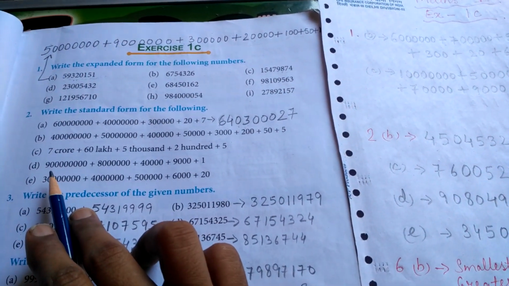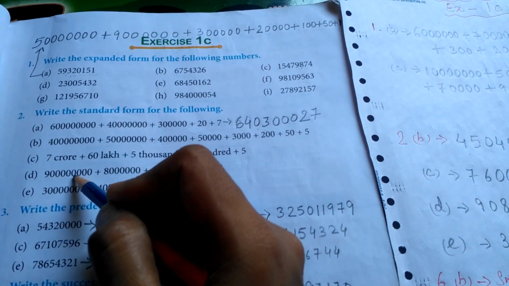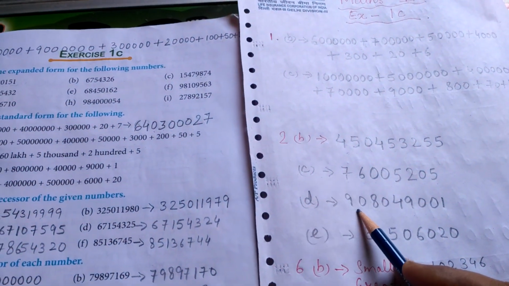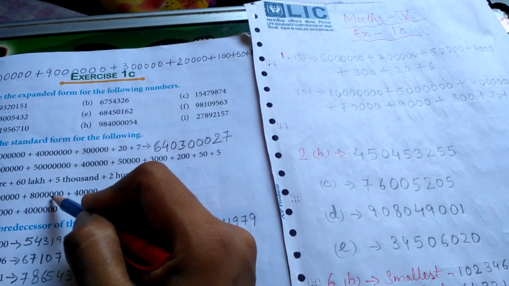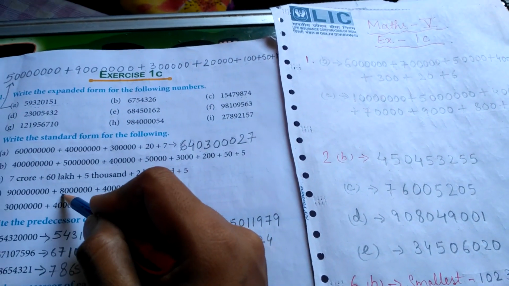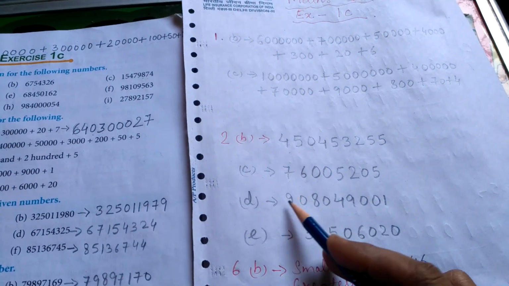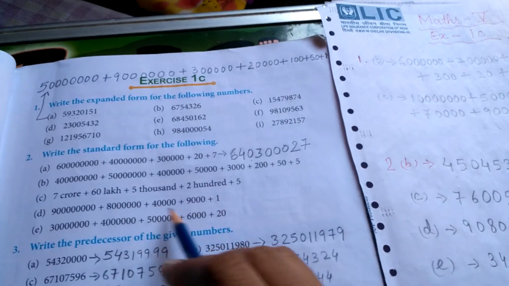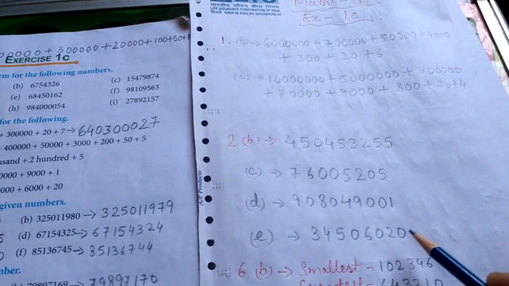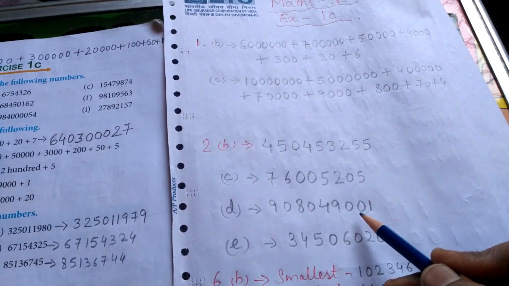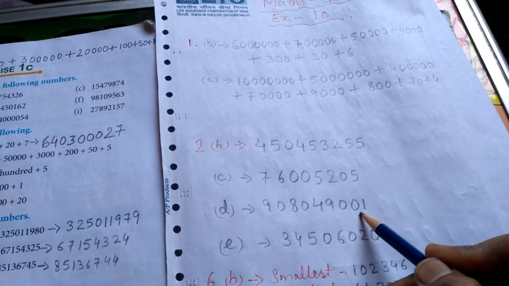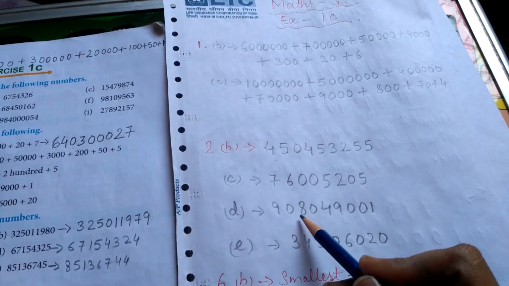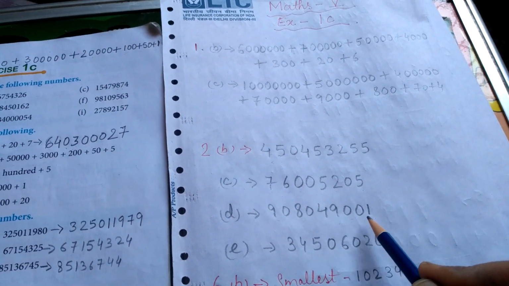Then question number D. Again it is ones, tens, 100, 1,000, 10,000, lakh, 10 lakh, crore, 10 crore. So it is 90 crore. Okay. Then ones, tens, 100, 1,000, 10,000, lakh, 10 lakh, 80 lakh. So it is 90 crore, 80 lakh, 49,001. Okay. There is nothing mentioned about the 100 place and about the tens place. So 2 zeros will come. One at the 100 place, one at the tens place. So it will become 90 crore, 80 lakh, 49,001.